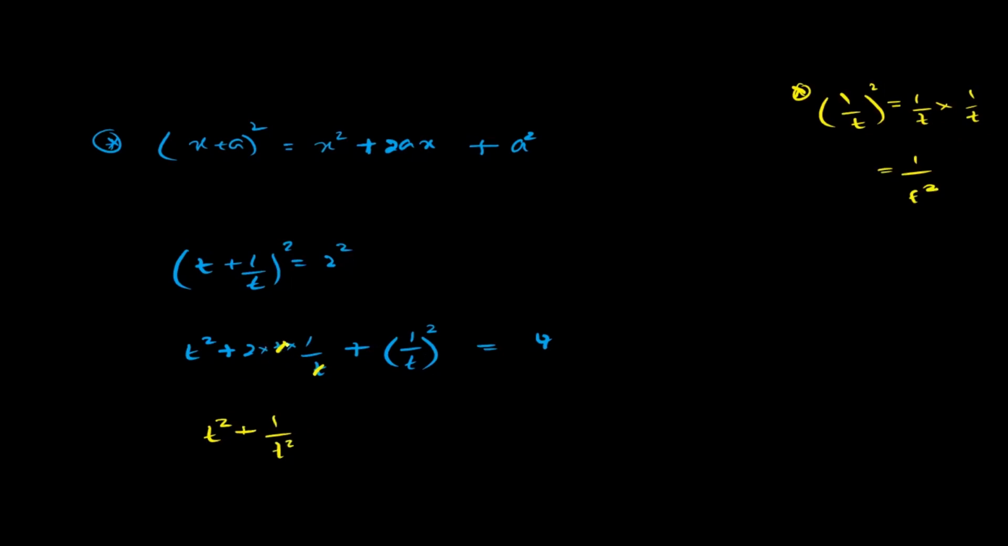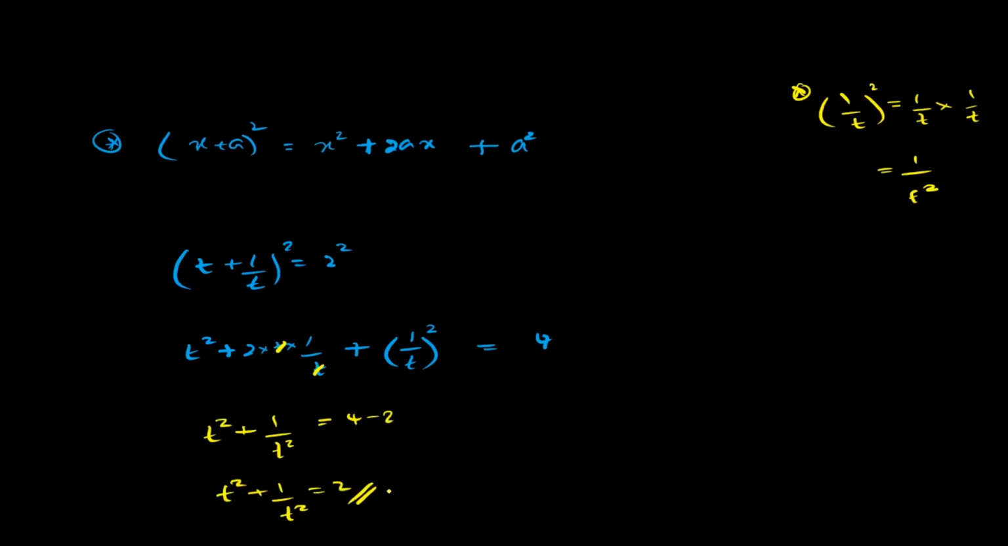Here I have only 2. T cancelled, no? So 2 into 1, only 2. So you have this plus 2. I'm taking that plus 2 to the other side, become minus 2. So 4 minus 2. So answer for t square plus 1 over t square is equals to 2.